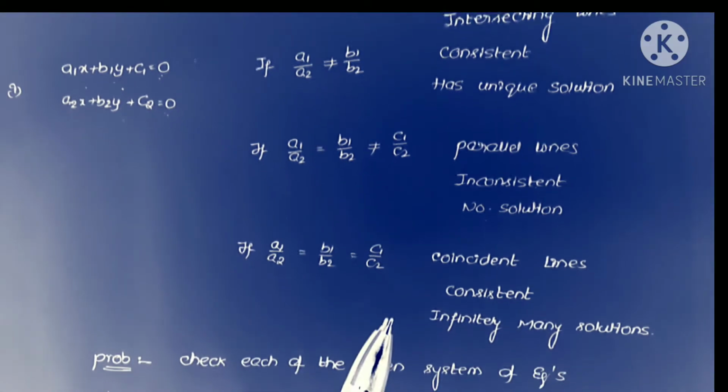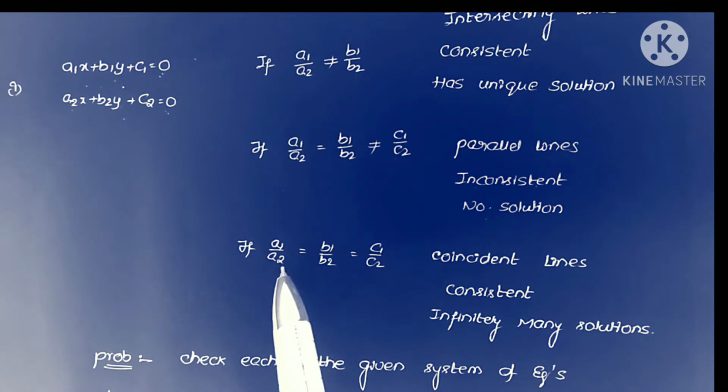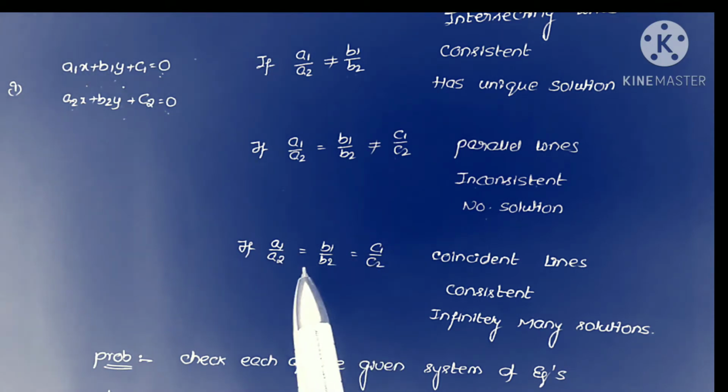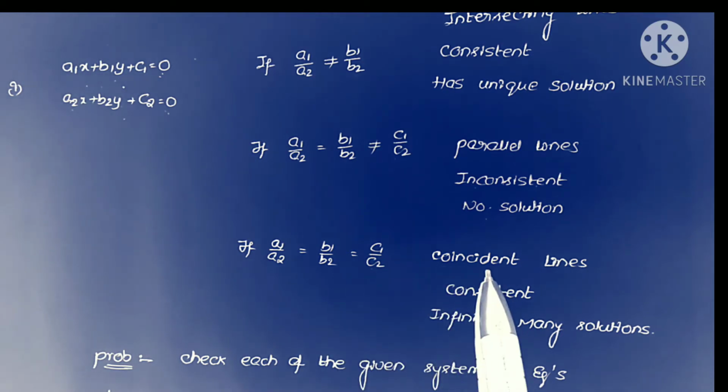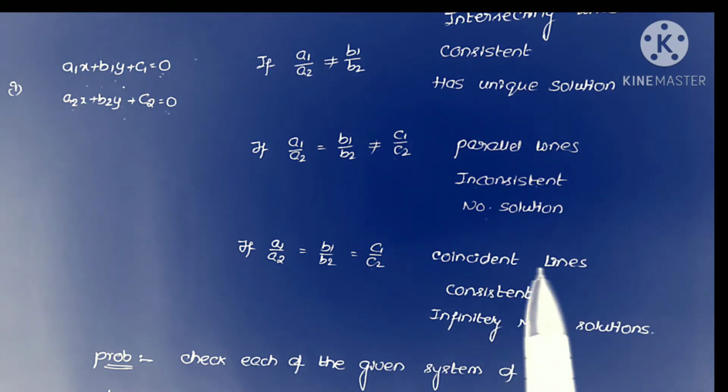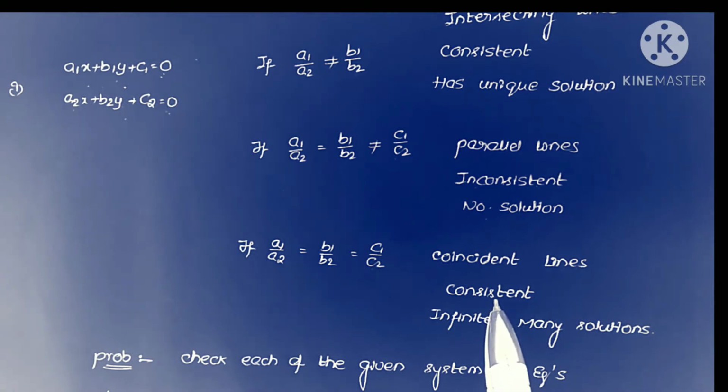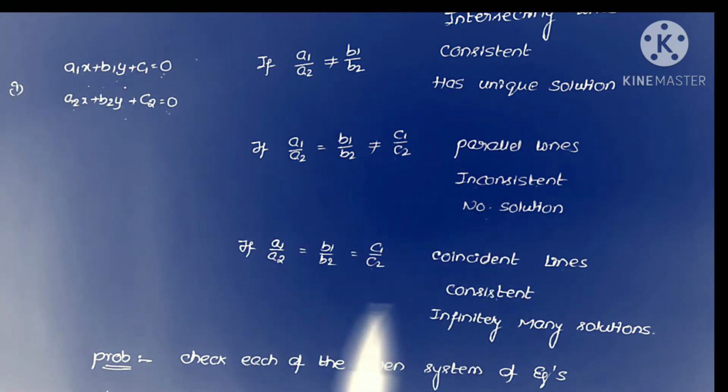And the third case, if a1 by a2 is equal to b1 by b2 is equal to c1 by c2, these three values are equal, then the given lines are coincident lines and the system of equations is consistent and it has infinitely many solutions. Now these are the formulas.